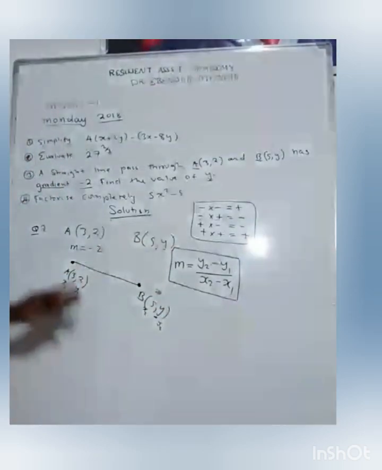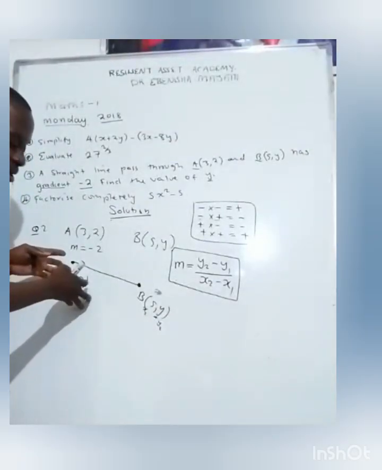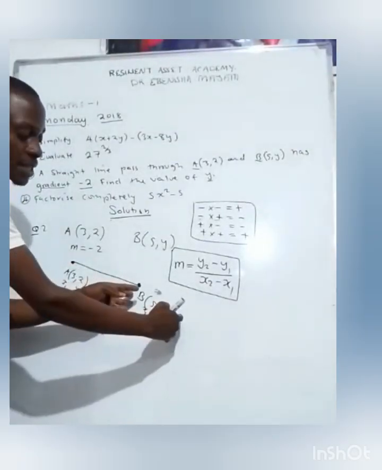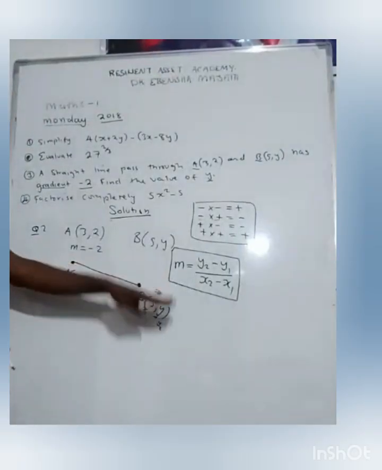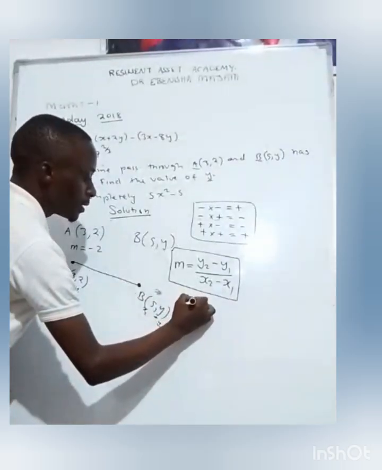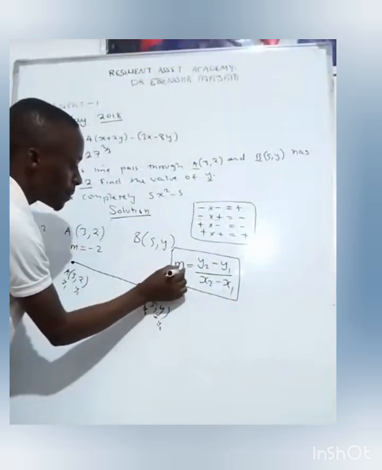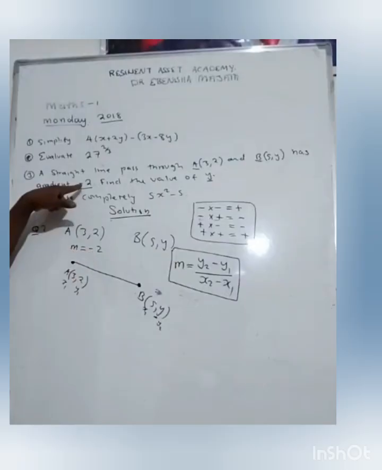So don't worry about this. I'm saying this is the first coordinate of this line, and this is the last coordinate of this line. So after you have this, then you can come this side and say m is equal to, where there is m, you are told it is what? It is negative 2. So even in the question here, I told that the gradient is negative 2.